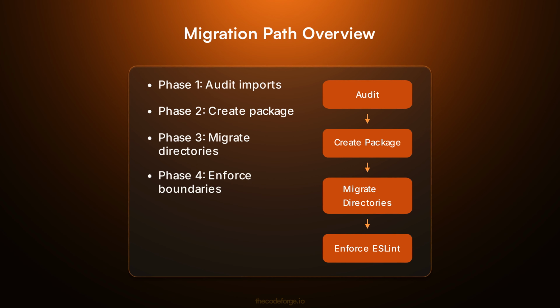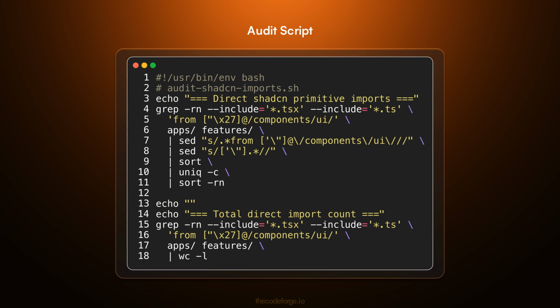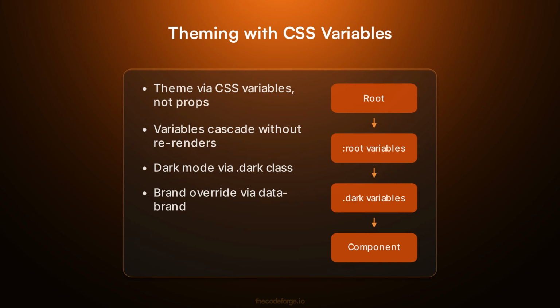Most teams already have scattered Shadcn imports. Here's an incremental migration path. First, audit all direct imports, then create the UI package, migrate one feature directory at a time, and finally add ESLint enforcement. Run this script before starting migration to understand the scope. It lists every direct import from the Shadcn components/UI directory, sorted by frequency.